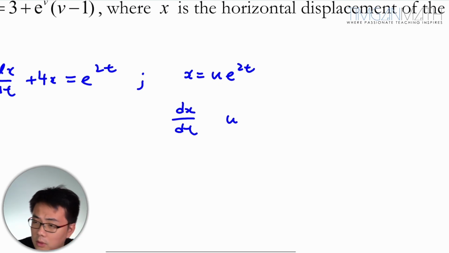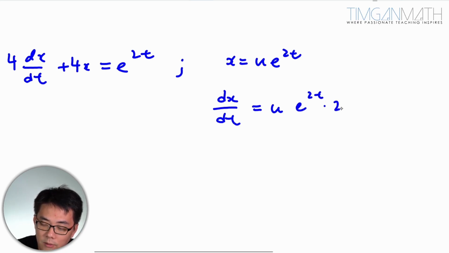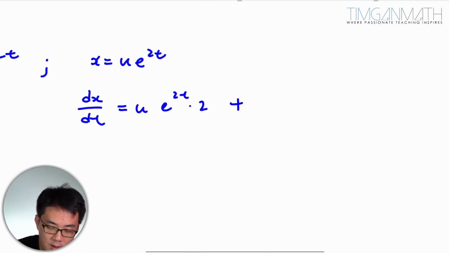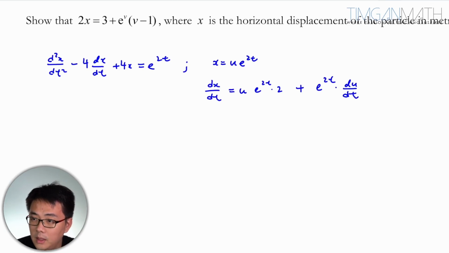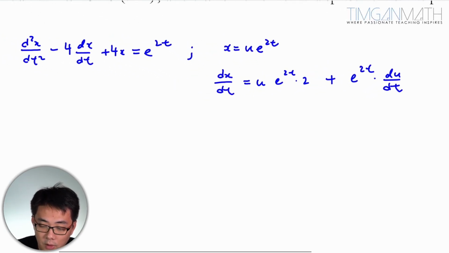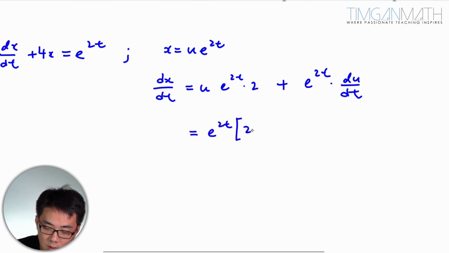Product rule: u is not a constant, a is a constant, so u is not. So u times e^(2t) times 2, plus, keep the one on the right, differentiate on the left, du/dt. Of course we can't just substitute it in now. So this is dx/dt = e^(2t)(2u + du/dt).